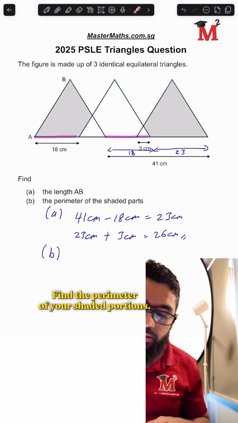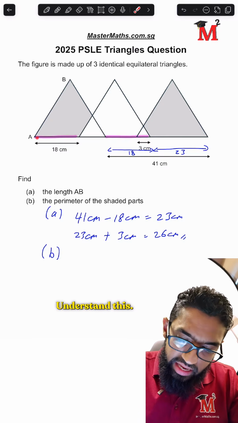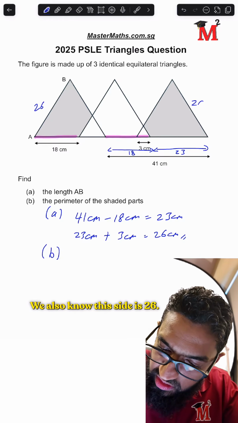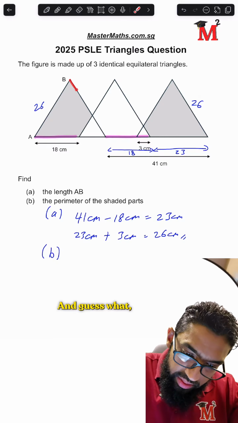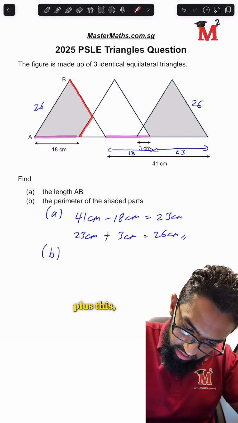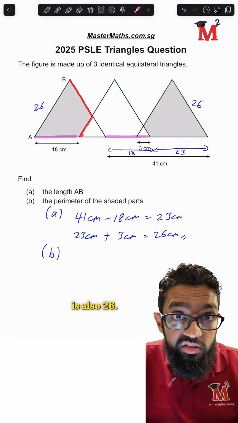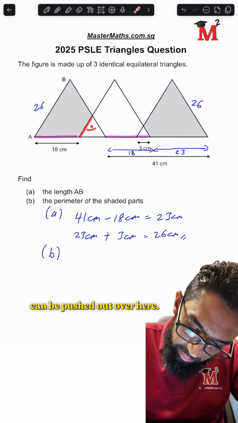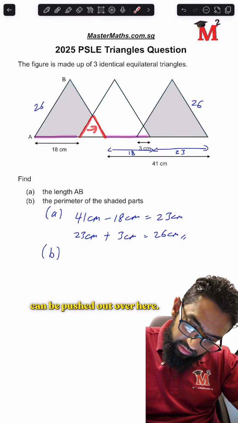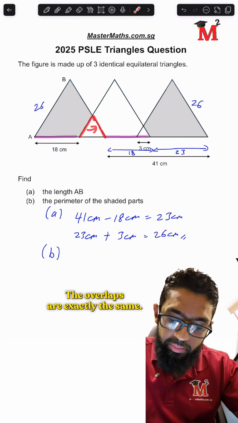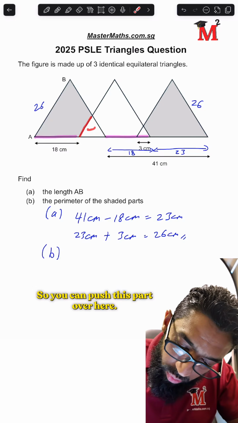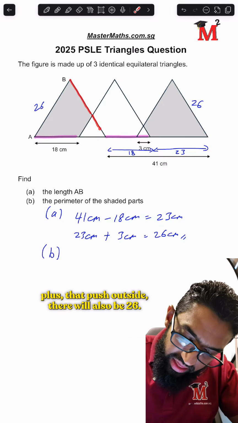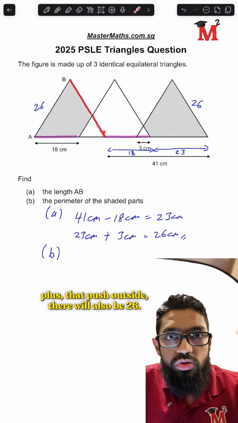Now, part B, find the perimeter of your shaded portions. Understand this, we have 18 here, and we now know that this is 26 cm. We also know this side is 26, and guess what? This plus this is also 26. Let me explain why. This small section here can be pushed out over here. Because this is an equilateral triangle, the overlaps are exactly the same. So you can push this part over here. So imagine this, if you have this side plus that push out side, there will also be 26.